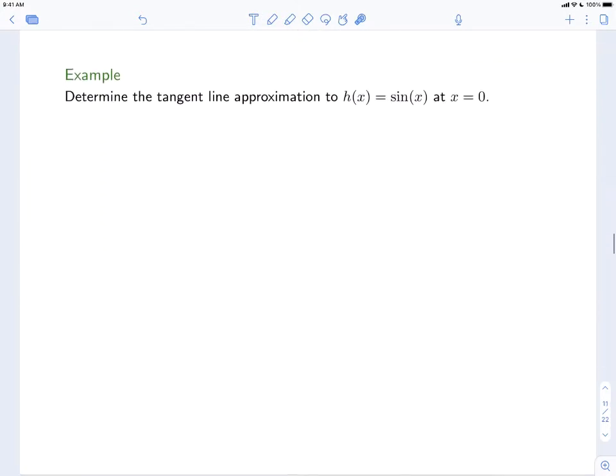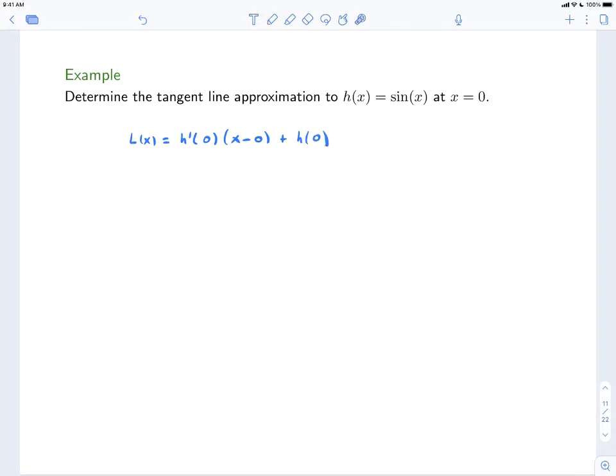Let's do another one. Determine the tangent line approximation to h of x equals sine x at x equals 0. So again, the linearization is going to be L at x is equal to h prime at a, which again is 0, times x minus a plus h at a.